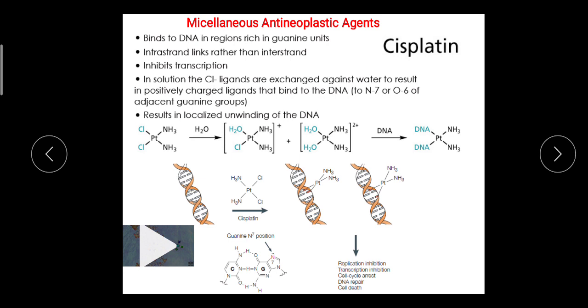So my third question is, to which nucleic bases does the cisplatin mostly bind? To which nucleic base does the cisplatin drug bind, causing intrastrand linkage?